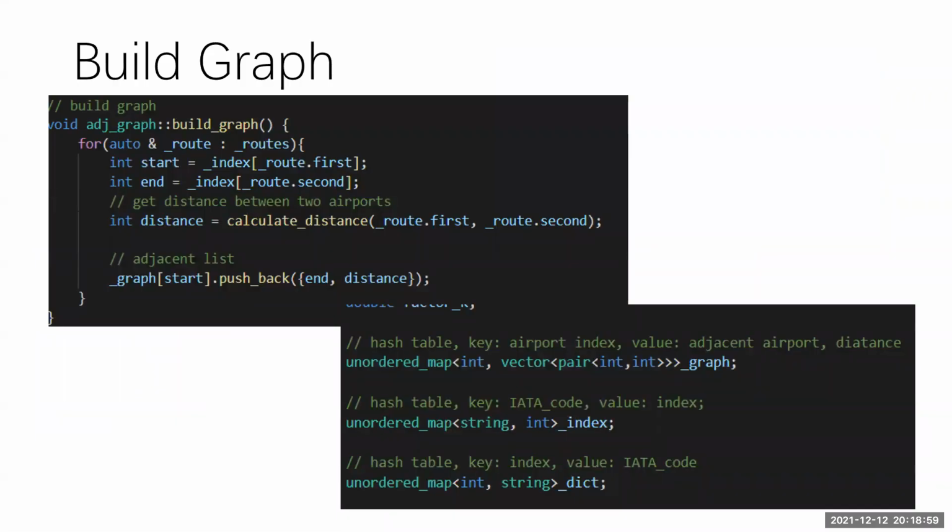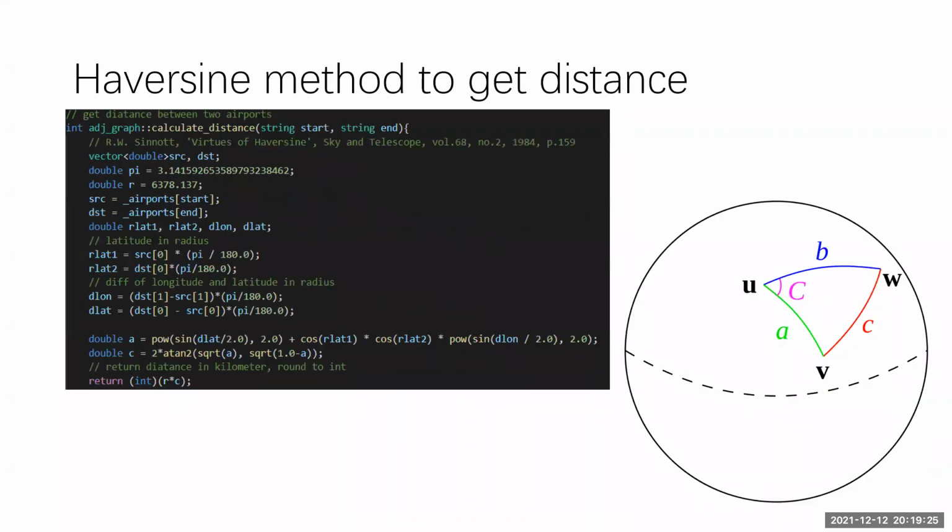We build the graph from routes and airports. The graph is directed weighted, represented by an adjacency list. We use a hash table to realize O(1) lookup time. The key is a unique index for every airport. The value is a vector of int pairs. The first element is the destination airport. The second element is the distance between two airports. Distance is calculated using the haversine method, which returns the distance of two airports on Earth.